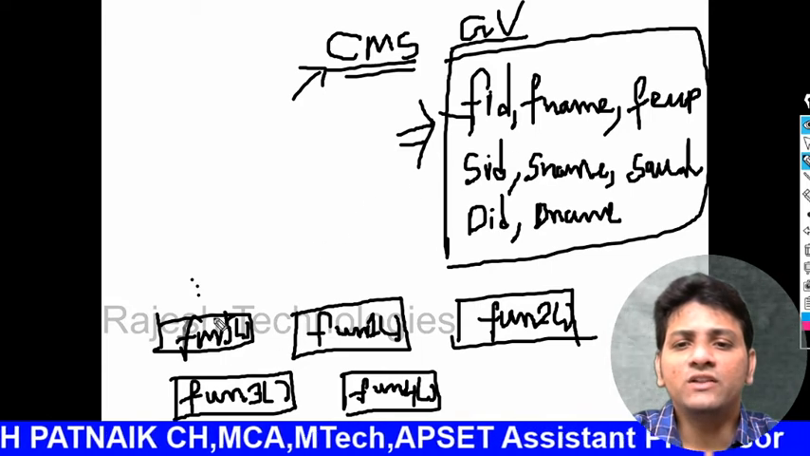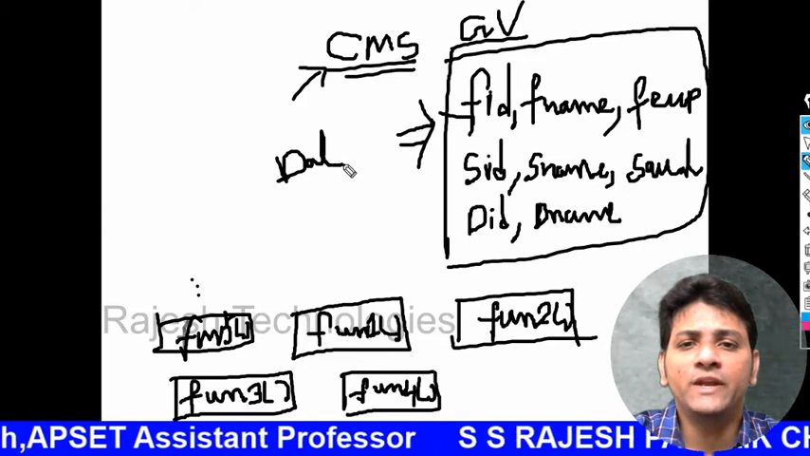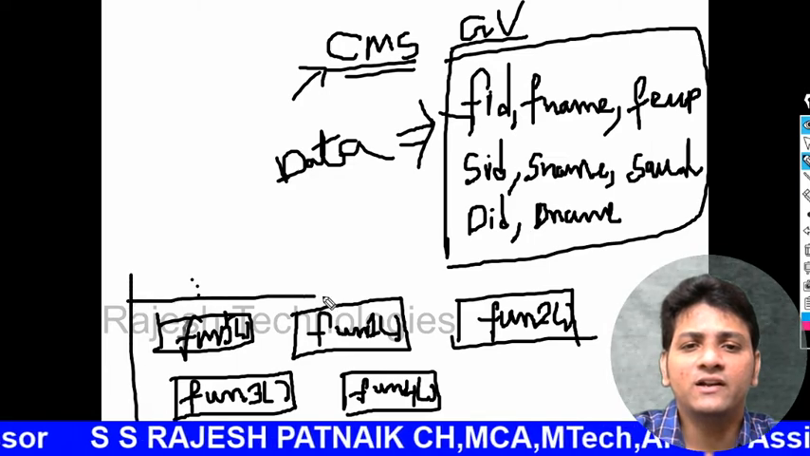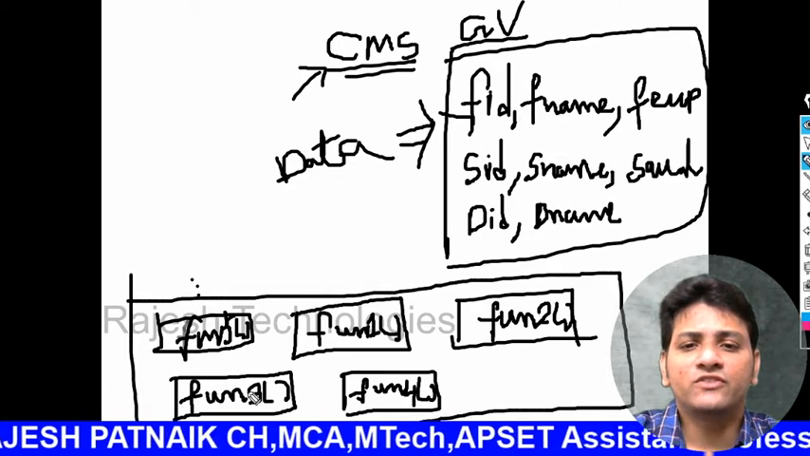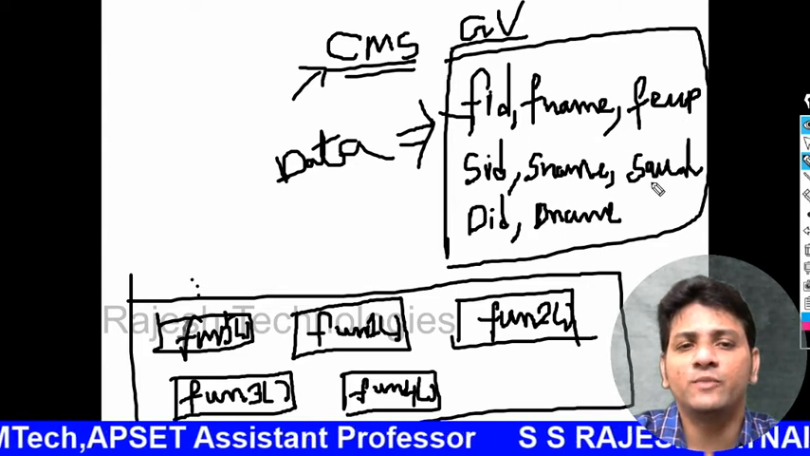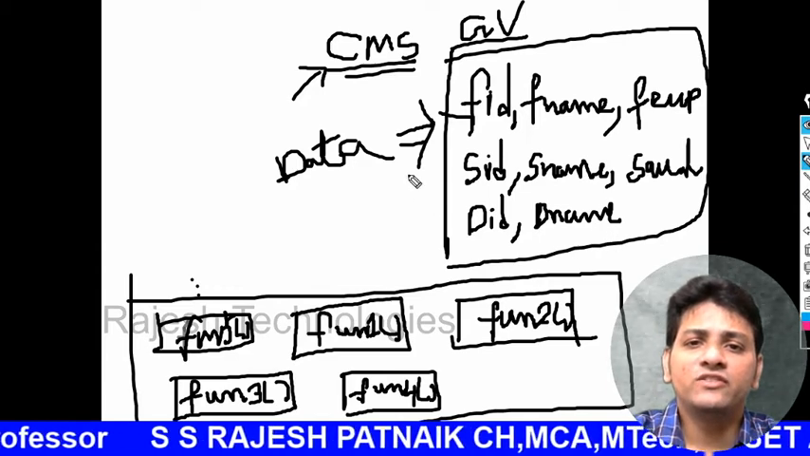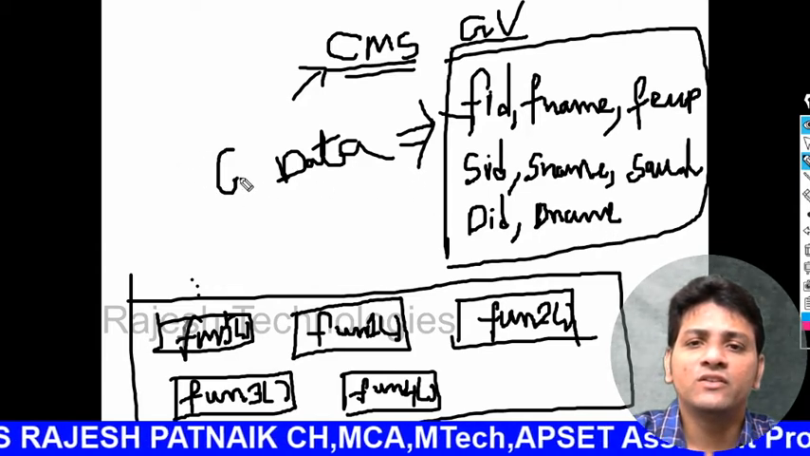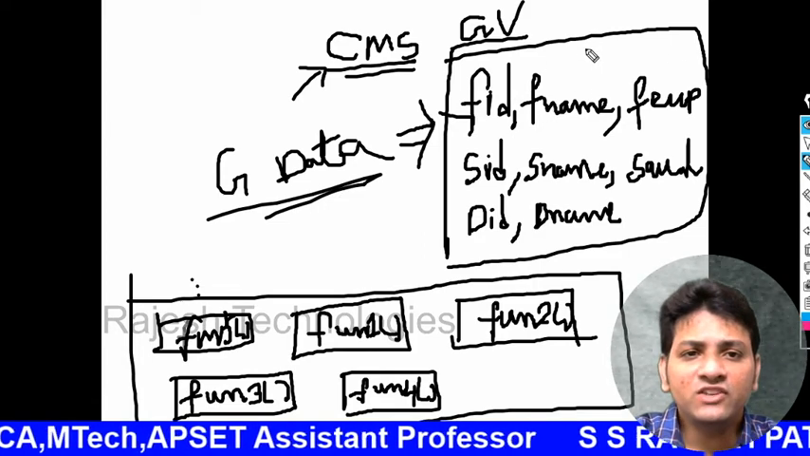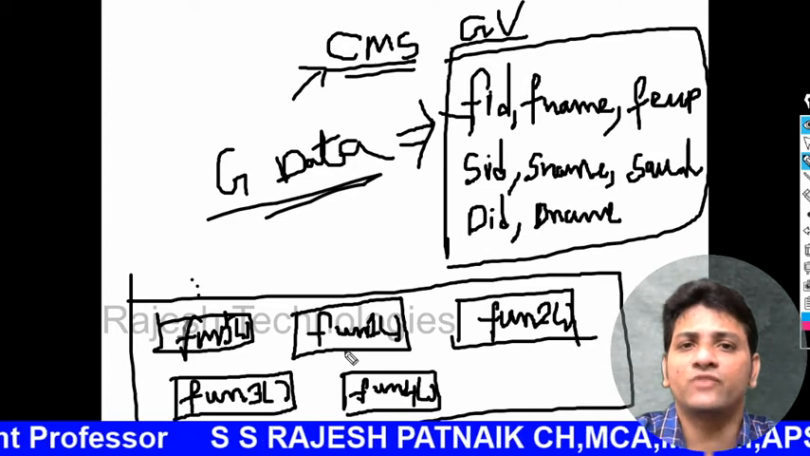This is known as data. So data will be separated from the functions. All these are functions related to what? This particular data. That may be faculty details, or student details, or department details. This is global data, that means global variables, because these variables can be accessed in any of these functions.